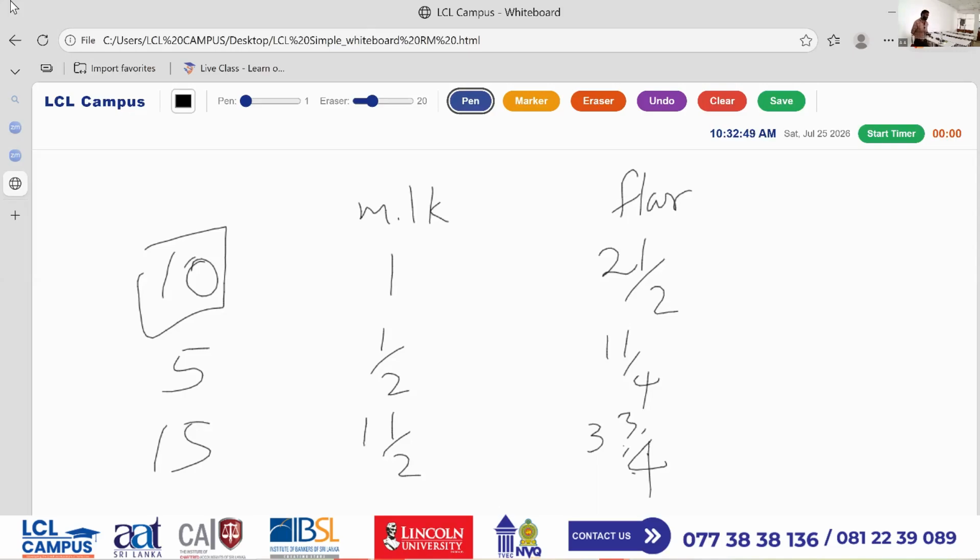Using the ratios also we can find it, but this is the easy way. Only 2 marks are given. For 10 people, this much. For 5 people, that means exactly half of that.